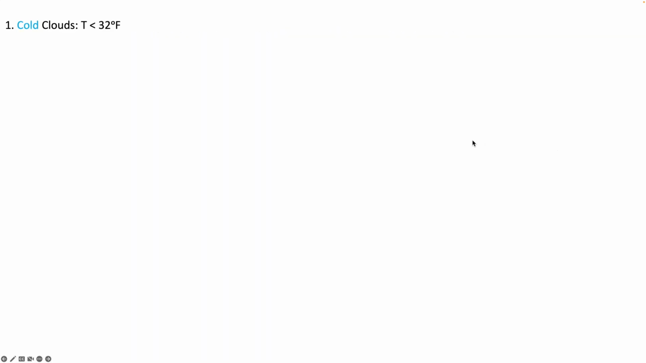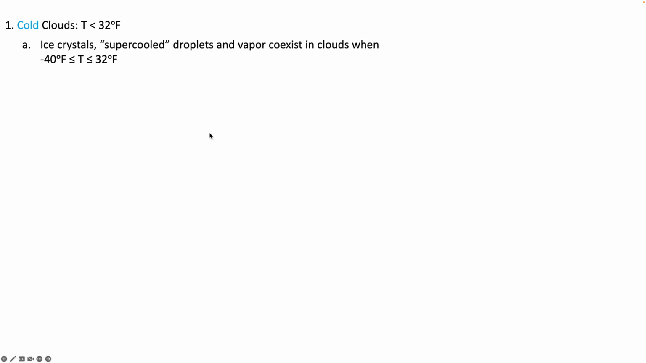So let's start with a cold cloud. A cold cloud, by definition, is a cloud where the air temperature is less than 32 degrees Fahrenheit. And what we're going to see is that the cold cloud is going to contain water vapor, and it's also going to contain ice crystals as well as droplets. Water droplets can actually exist in the liquid phase at temperatures less than 32 degrees Fahrenheit, and so these are supercooled water droplets.